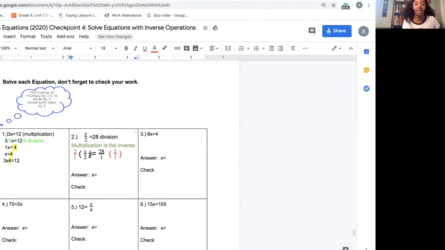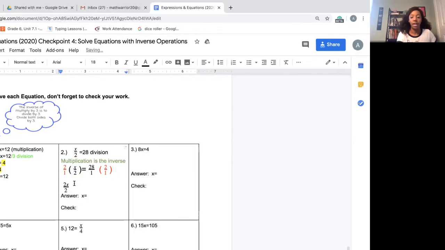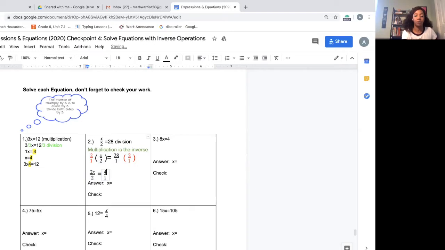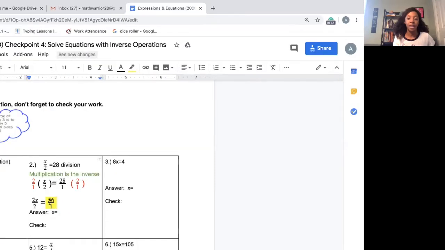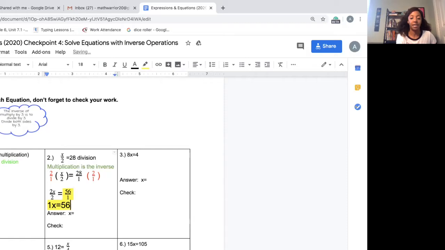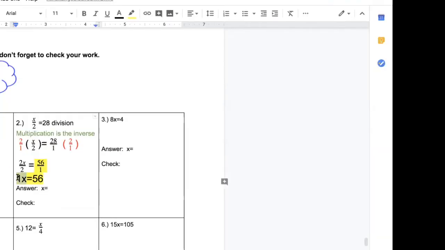If I multiply this side, it becomes 2x over 2. And 28 over 1 becomes 56 over 1. I know that 28 times 2 is going to give me 56. However, 2 divided by 2 is going to give me 1x. We don't need to keep that 1 in front of our x, so we're just going to make it an x. And 56 divided by 1 equals 56. So my final answer is going to be x equals 56.